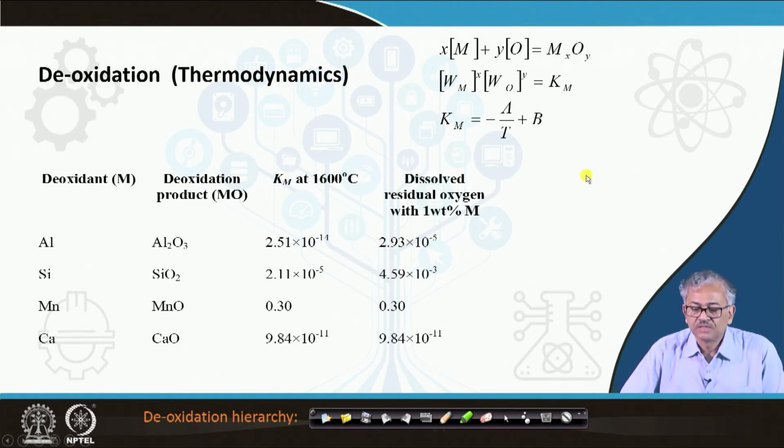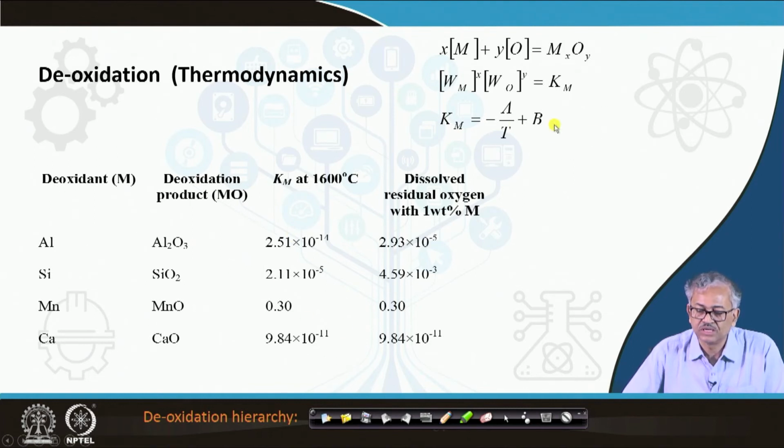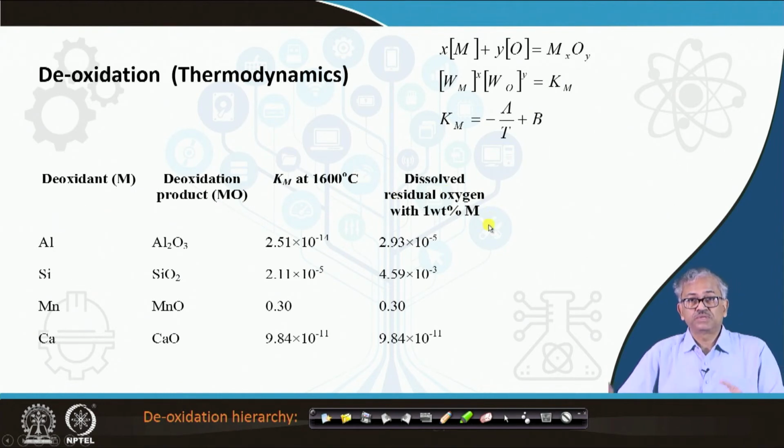Now, let us see. For different deoxidants, if you calculate the Km, the solubility constant, that is the deoxidation constant, at 1600 degrees centigrade, from different correlations A and B are available for different oxides. And then if you see the dissolved residual oxygen with respect to 1 weight % of metal in the bath, that is Wm equal to 1, then what is the value of Wo? That is the value you can find.